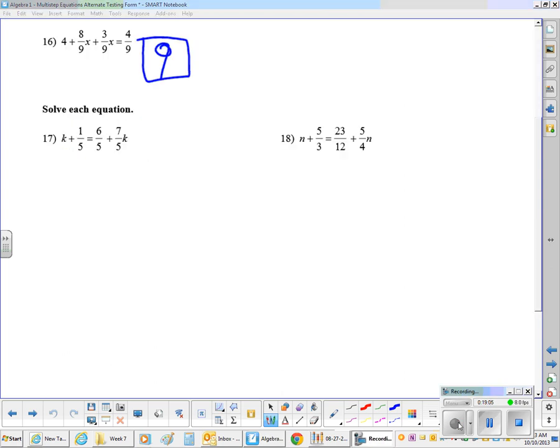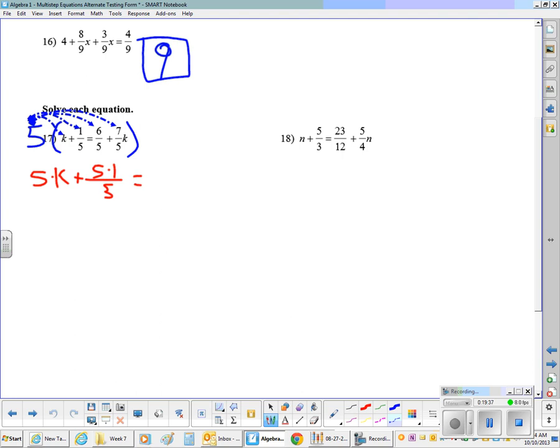Now, number 17, we actually have to solve the problem. So we're going to be looking at this, and we already discussed we need to multiply by the denominator. So we're going to multiply everything by 5. When we do that, we distribute that multiplication to every one of the terms. And I can then write it all out. So I have 5 times k plus 5 times 1 over 5 equals 5 times 6 over 5 plus 5 times 7 over 5k.